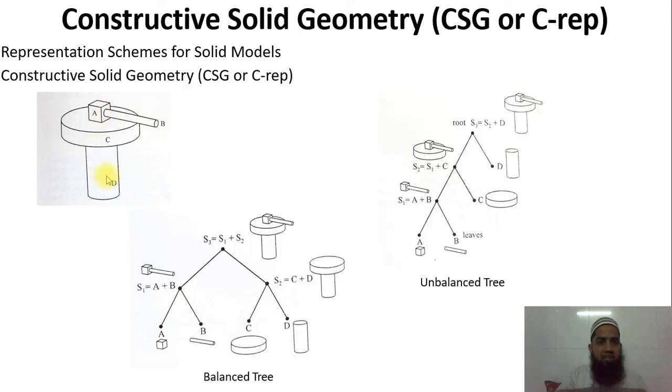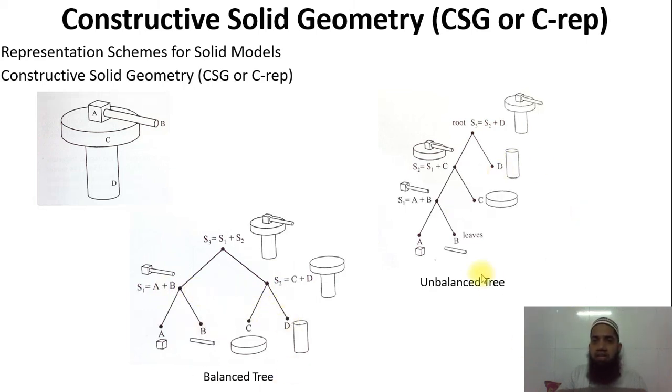I want to make this model by use of different types of primitives. You can see A and B, two primitives. They first do the union of these two, so I'll get S1. Here we also have C and D, other primitives; we do the union of these two and get this one. After that, S1 and S2 go to the union, and I'll get the final S3. This model is developed with different primitives, and both sides have the same primitives and branches, so it is called a balanced tree.